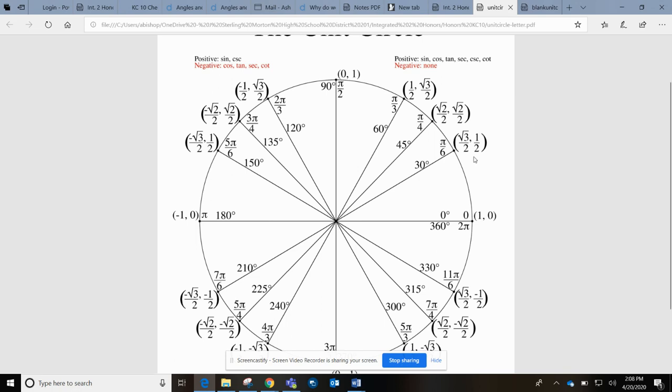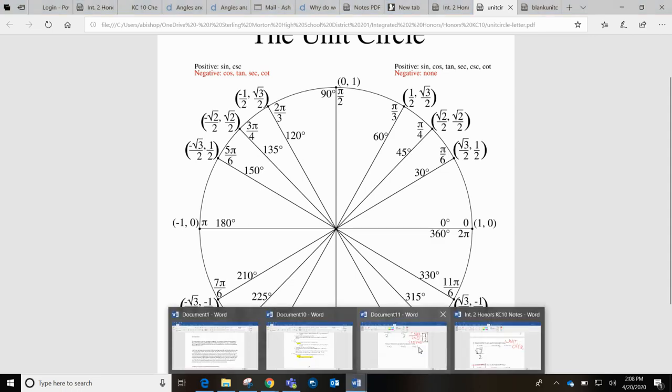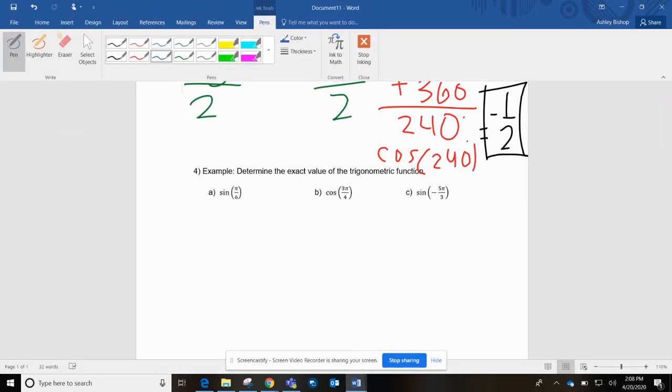Remember, sine is the second number. So the sine of pi over 6 is the second number listed in this coordinate, and that's 1/2. So the sine of pi over 6 is 1/2. You could have converted pi over 6 to 30 degrees. You won't see me do that because that's too much work. But you could.